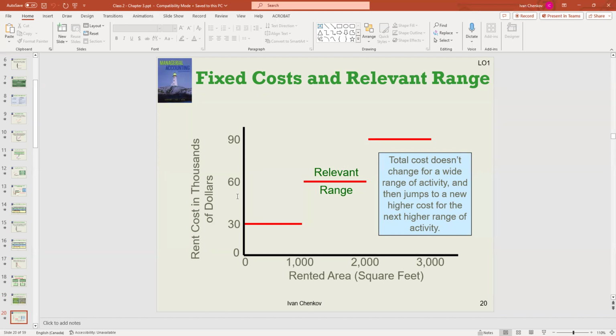Rent is a fixed cost. We already agree, rent is a pure fixed cost. If you're renting one bedroom, you are in one relevant range. But at some point, when you meet your significant other and decide to multiply, you have to move to the next relevant range. What's the next relevant range? 2-bedroom.